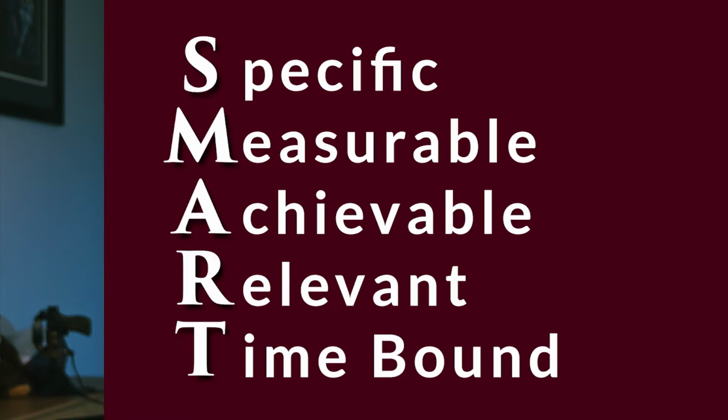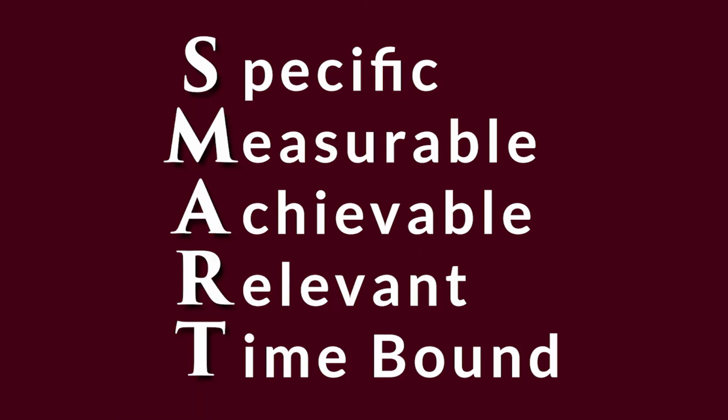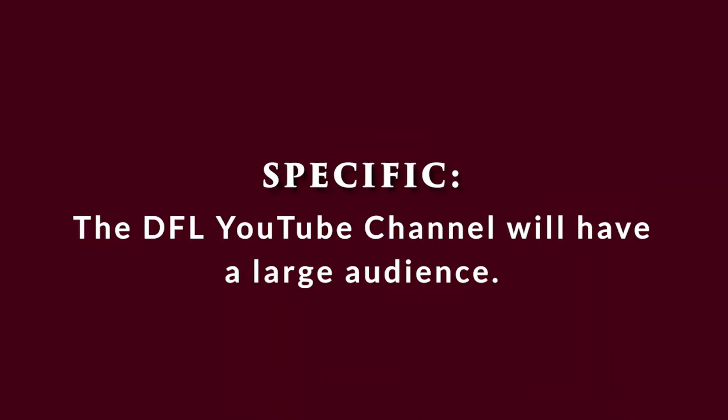Now it's time to make that goal SMART. SMART stands for specific, measurable, achievable, relevant, and time-bound. Now, let's go through each of these and I'll smarten up my statement or goal while explaining. Specific. Specific means that the goal is about one thing. The statement is already specifically about the YouTube channel, but not about everything that DFL does. But it's about two different things when it comes to the channel. So let's just pick one of those two things. A large audience. So now let's make it into a statement. The DFL YouTube channel will have a large audience.